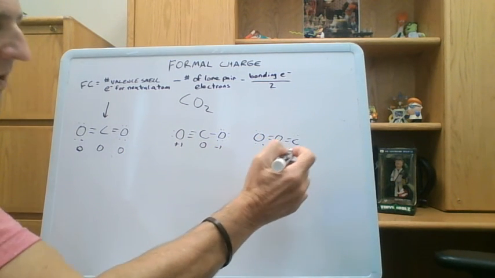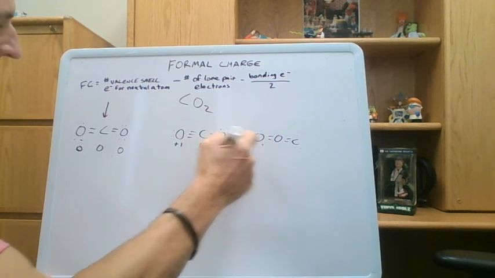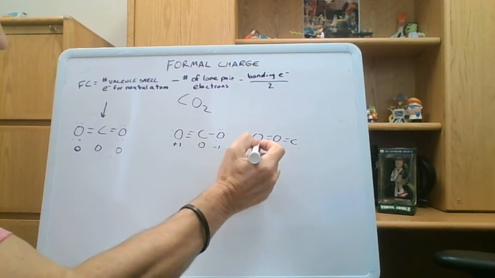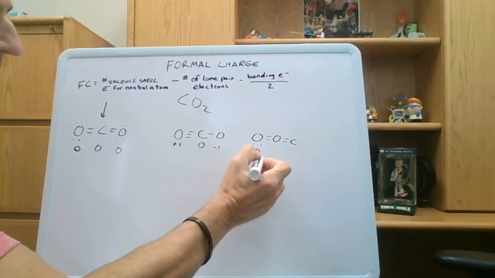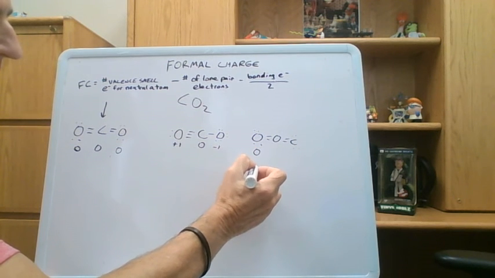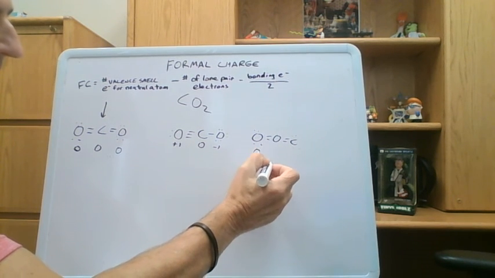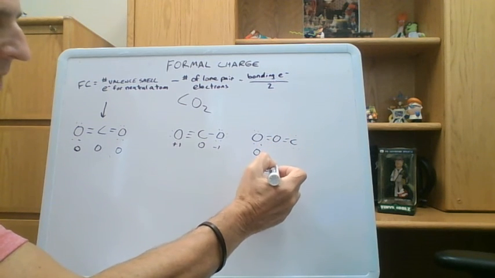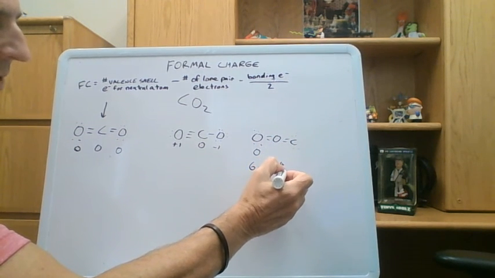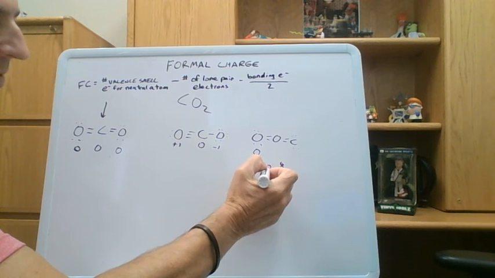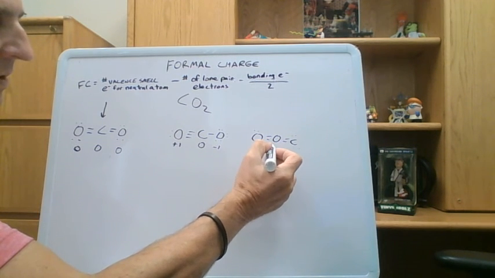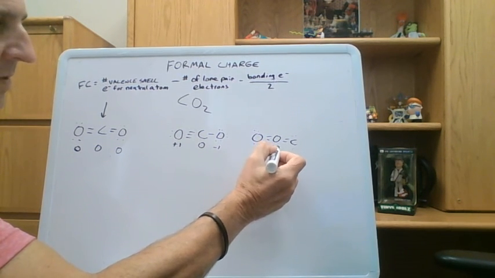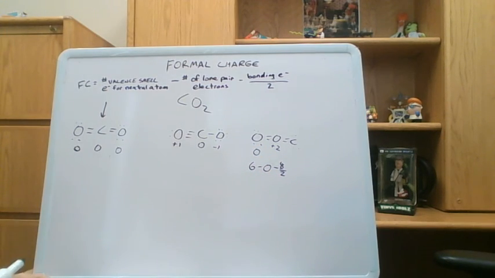If we look at our third setup, we've already done the oxygen with 2 double bonds. We know that's going to be 0. If we have this oxygen in the middle, it's going to be 6 minus 0 because there are no lone pairs. It has 2, 4, 6, 8 bonding electrons, and we divide that by 2. So 6 minus 0 minus 4 is 2. So we have a +2 formal charge there.